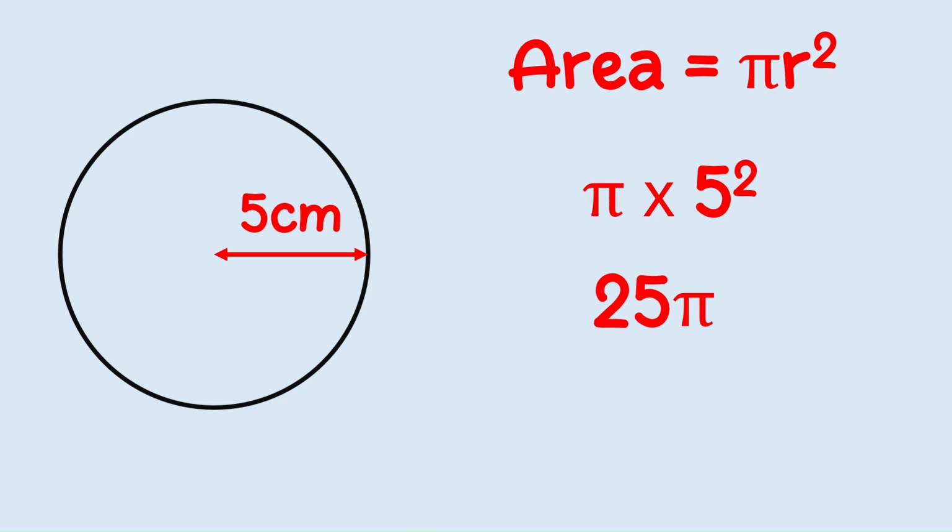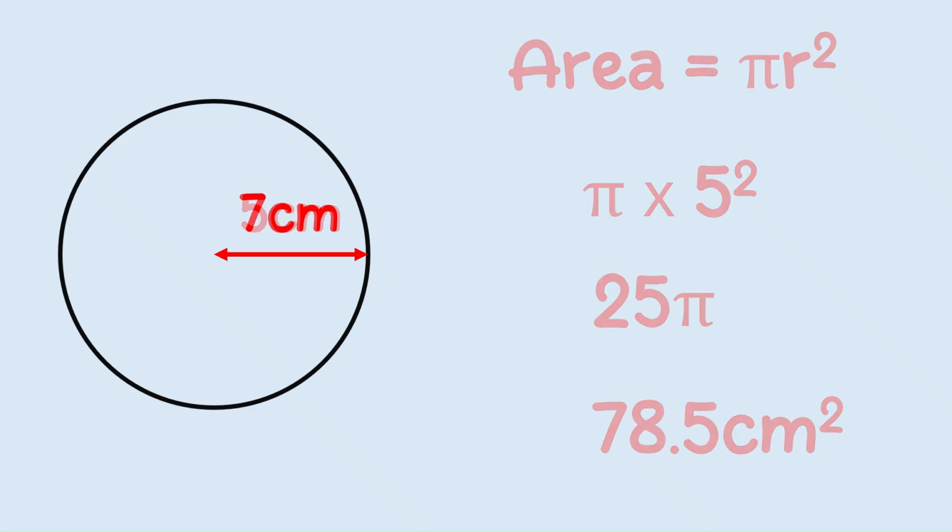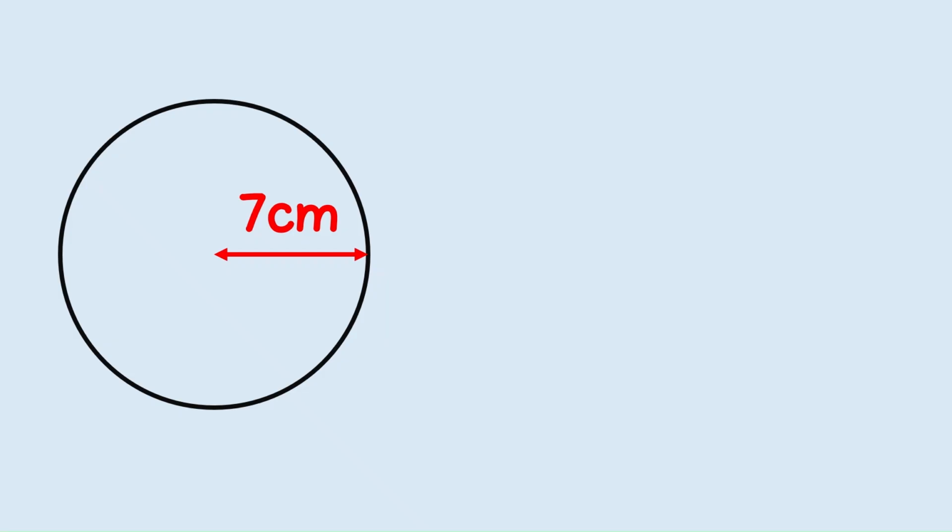Now, if we put this into a calculator, we will end up with an irrational number as our answer, since pi is an irrational number itself. But we can then round this, and we can round it to one decimal place, which will give us 78.5 centimeters squared. In this second example, we're given a radius of 7 centimeters.